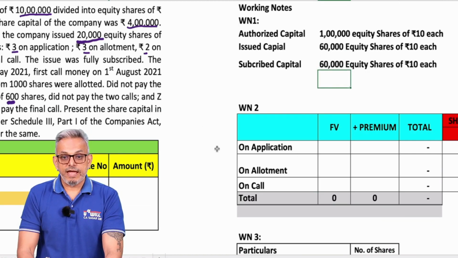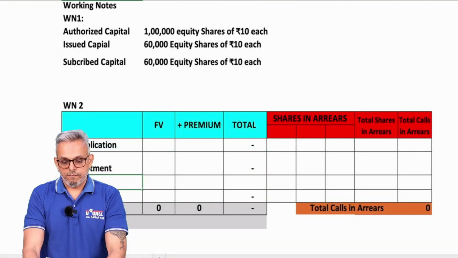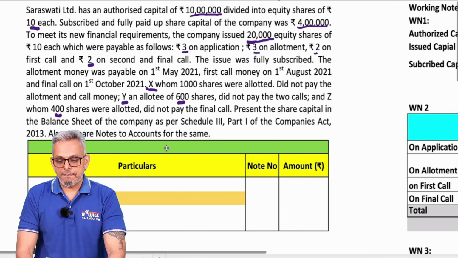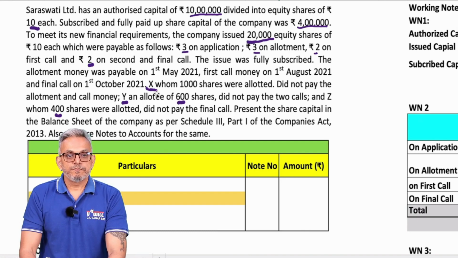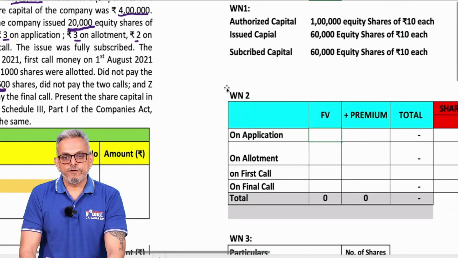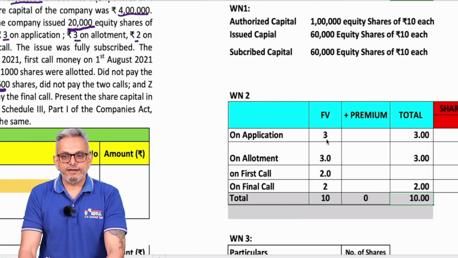Now, we have application, we have allotment, and here we have two calls. So, I will add a column over here: first call, and final call. So, application money is 3, on allotment 3, on first call 2, and on final call 2. So rupees 10, no premium.